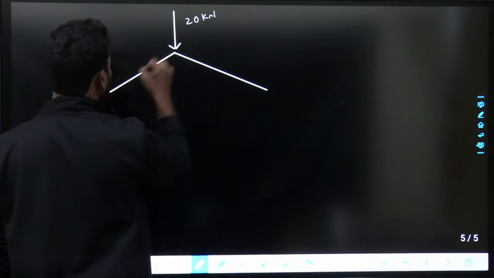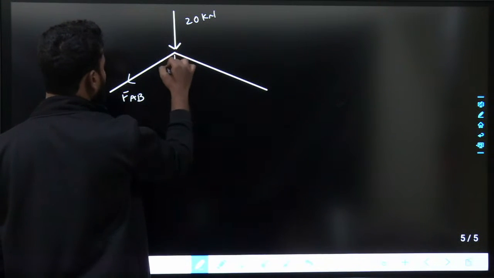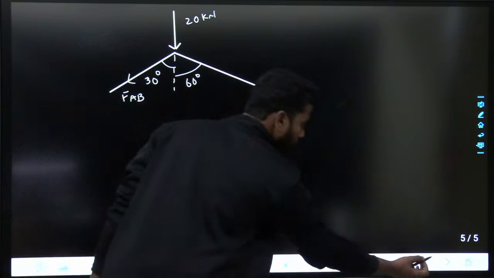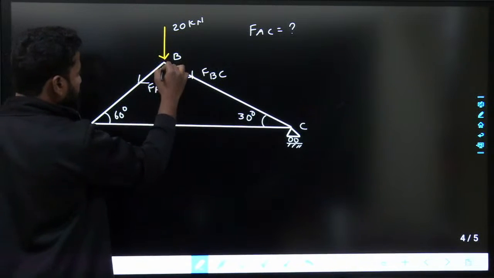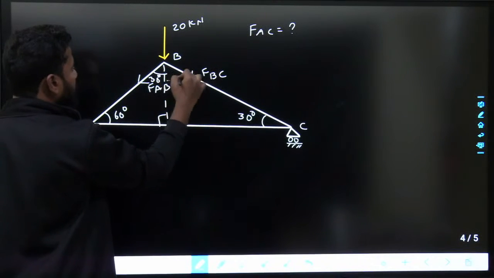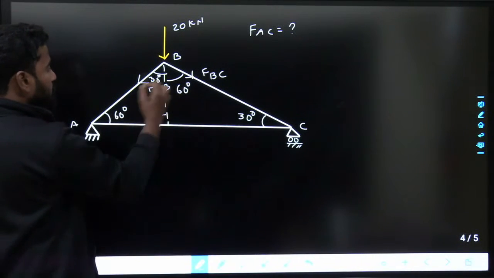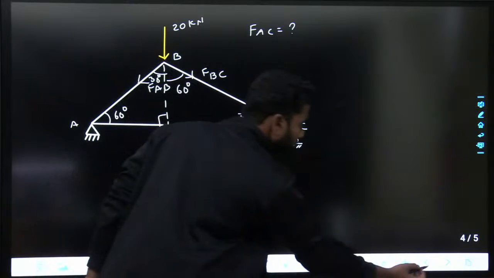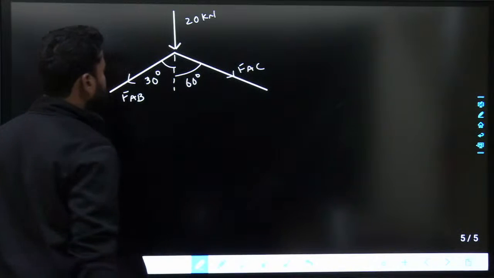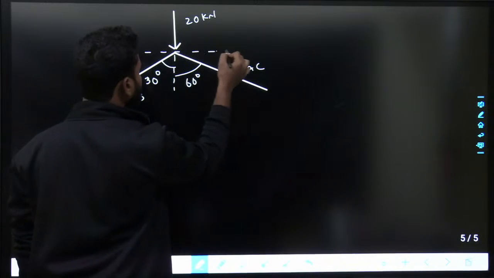20 kilonewtons, and this is FAB. How much would this angle be? This angle would be 30 degrees and this angle would be 60 degrees, right? If this is 60 degrees, if I draw a perpendicular 90 degrees over here, this is 30, this is 60. Because this is 30, this is 60, this would be 30. Now, this is FAC. Now resolve it into the components.